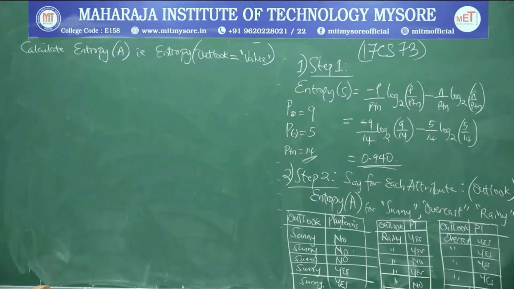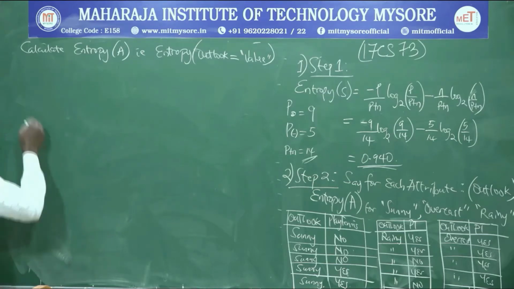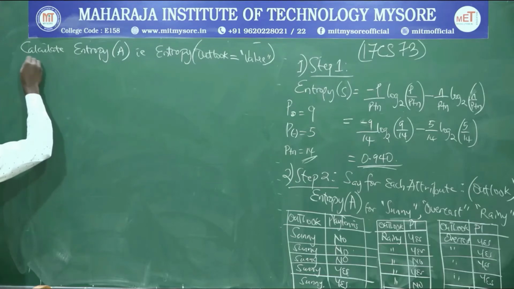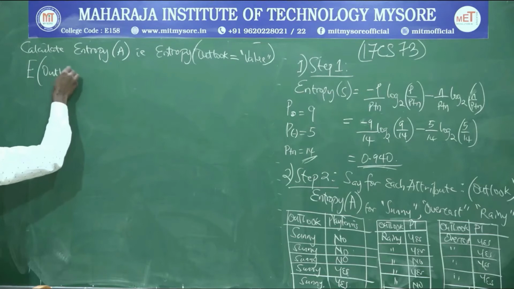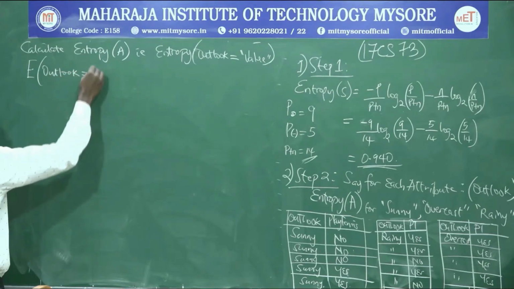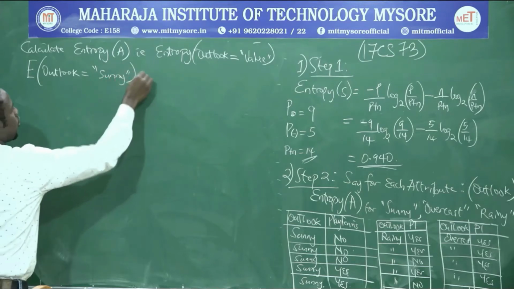Are you there? Fine. Please, the formula is still there, okay? It has not changed. So we call it the entropy of outlook. Entropy of outlook equals, let's plug in the value now, sunny. So what do we have?